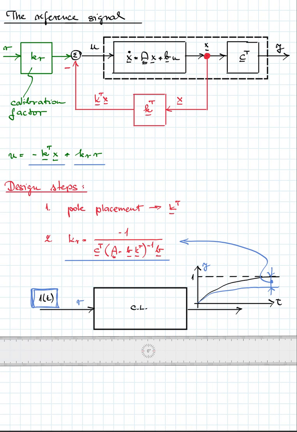There is a more clever way which uses an integral, and this is what we are going to speak about in the next video.